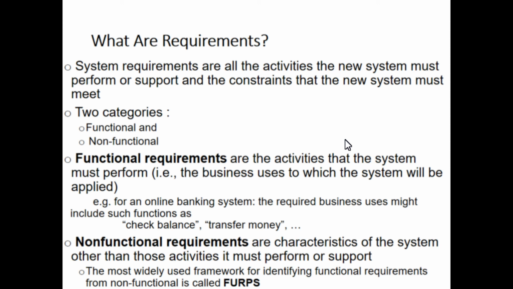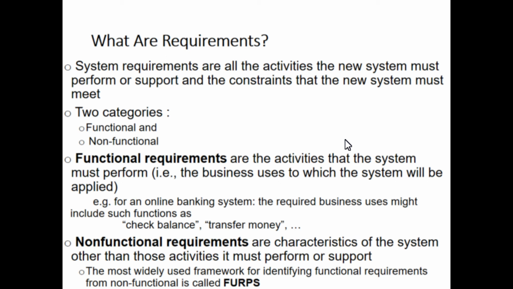So system requirements are all the activities the new system must perform or support, and the constraints that the new system must meet. Here, requirements are the demands of the end users or the stakeholders that they want the new system to perform. And even if the old system was performing, that is part of the requirements.